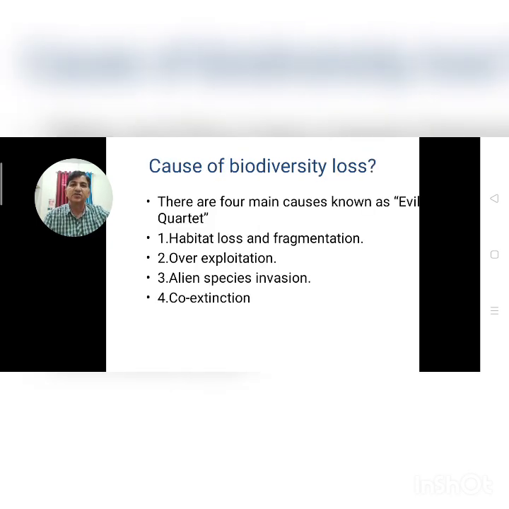So what are the causes of biodiversity loss? You can say HIPPO, you expand HIPPO: habitat loss, invasive species, pollution, population, and overexploitation. Or you can also say there are four major causes, which we generally call the evil quartet: habitat loss and fragmentation, overexploitation, alien species invasion, and co-extinction.